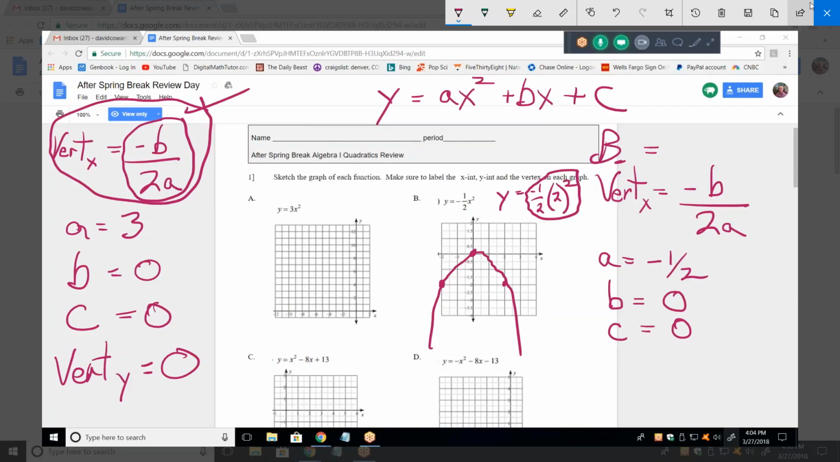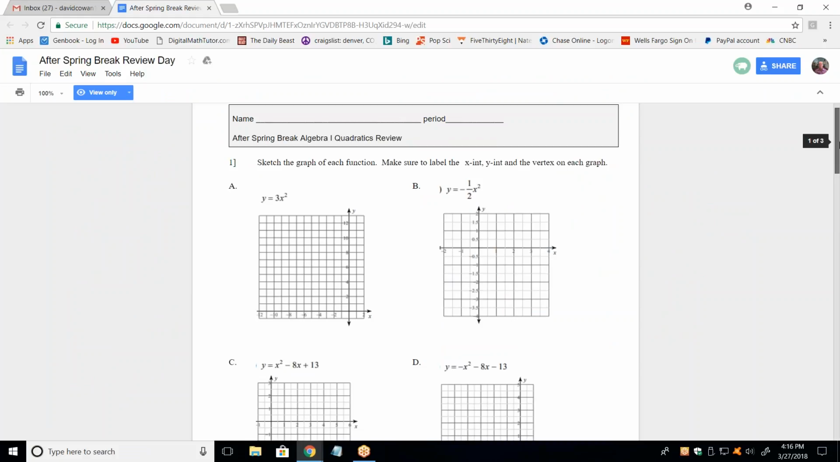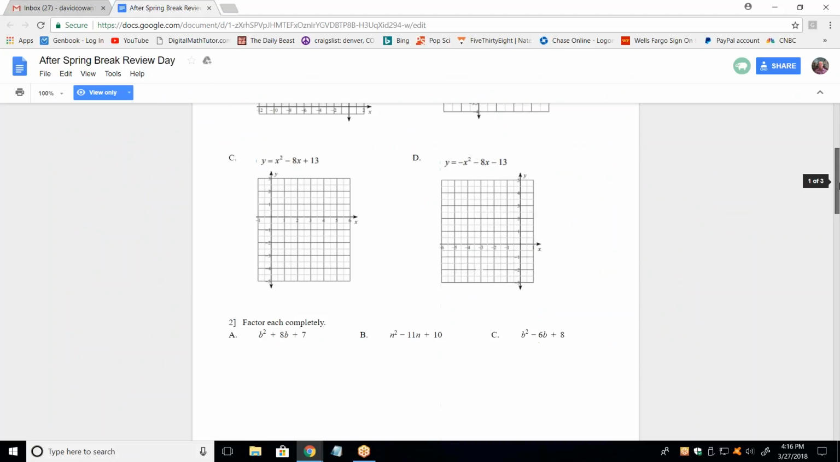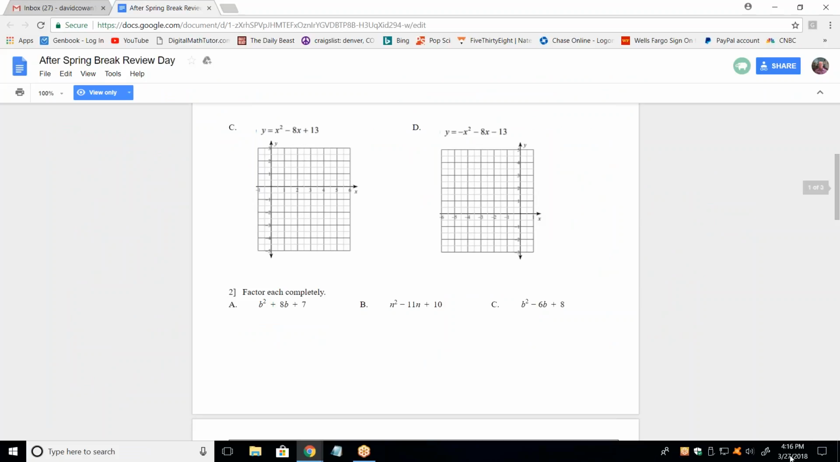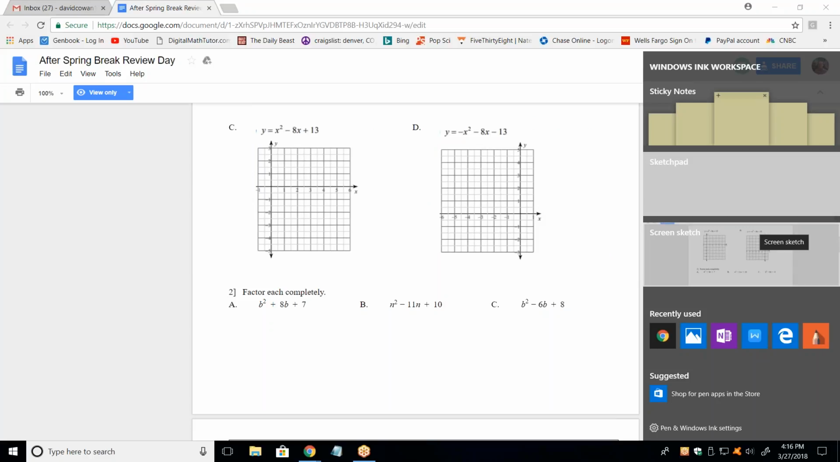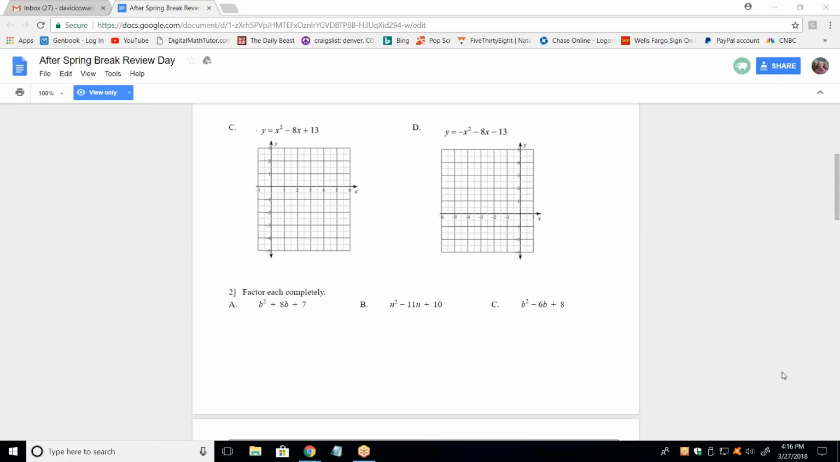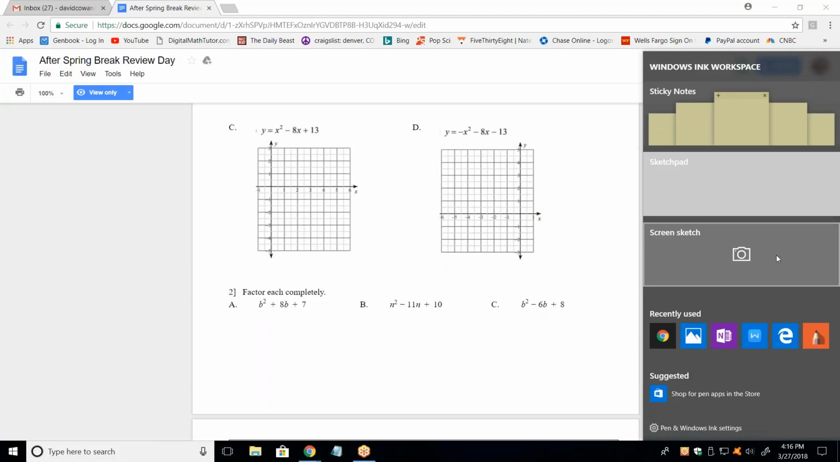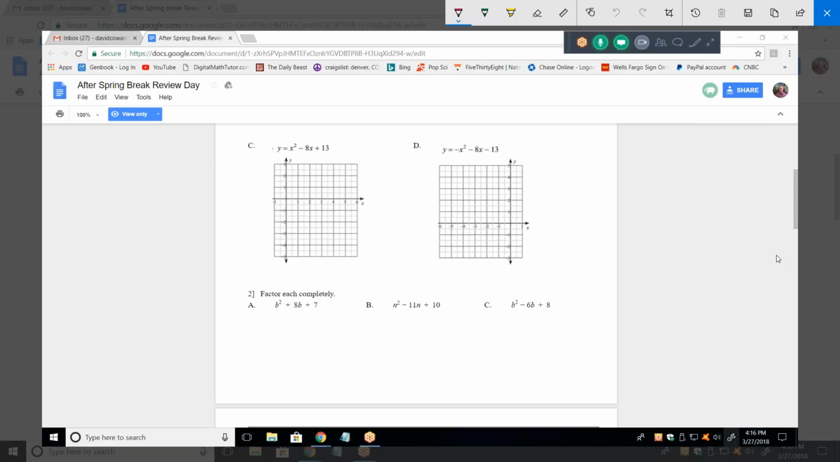All right, let's do C. I've got to scroll down here a little bit. Now we're getting a little more complicated. Notice what we're looking at here is I do have a B and I do have a C. Do we need to factor these? Not yet, and not in this problem. You can't actually factor this one. There are no factors of 13 that add to the number 8.